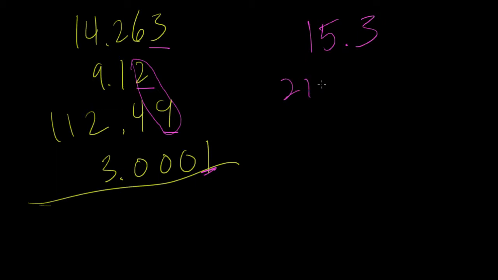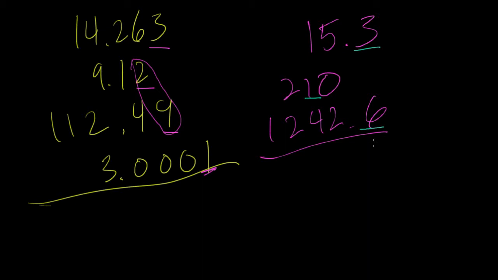15.3, 210, 1242.6. Okay, here, let's underline the last significant digit of each. Here, the tens place is the leftmost significant digit. So that's what we're going to round to when we add these up. So it's going to be 1467.9 or so, so we have to round this to the tens place, so it would be 1470.